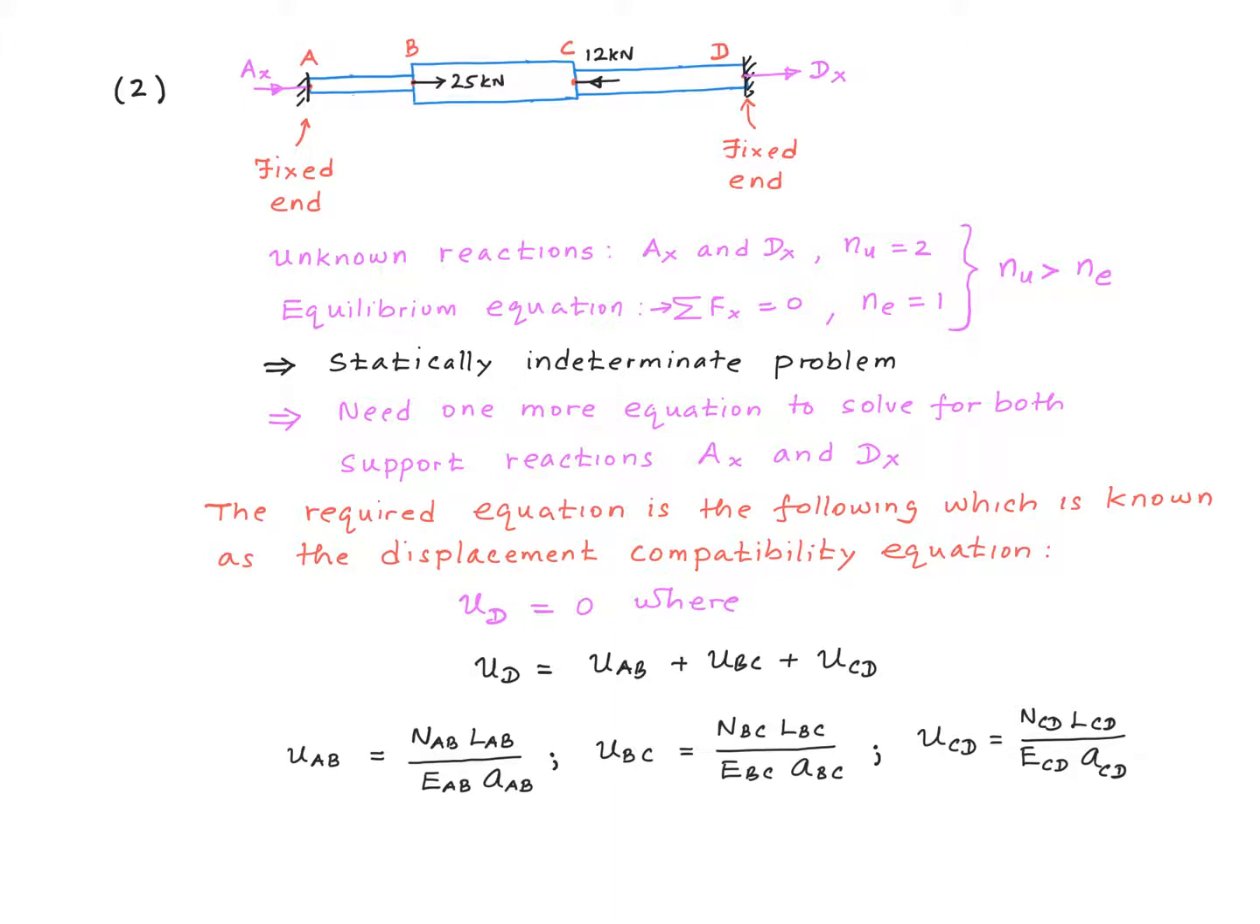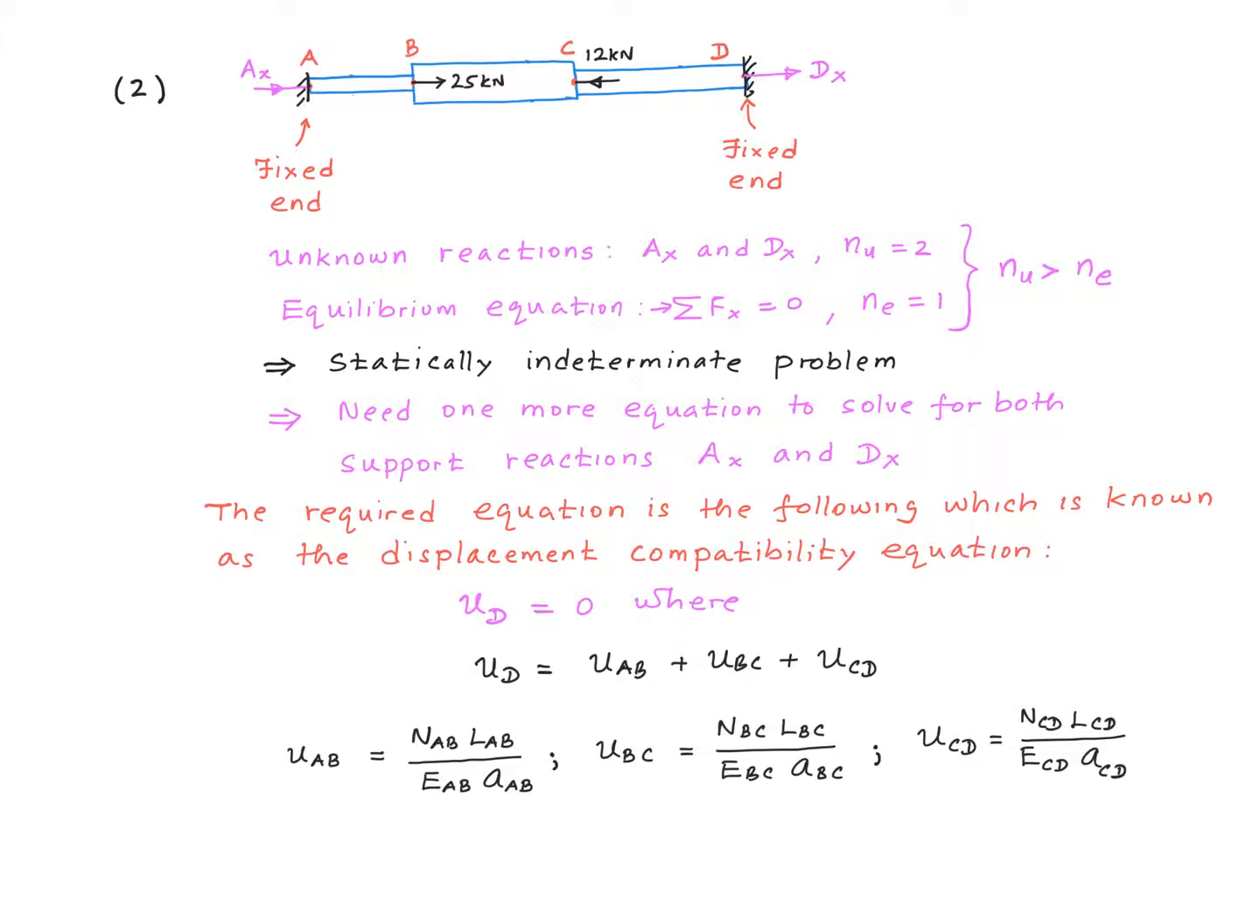And of course, we are not going to be able to find numerical values at this point because we have two unknowns, AX and DX, right? So these equations are going to have these unknowns in them. But we have two equations now, two unknowns, two equations. One equation comes from the equilibrium equation. The other is this compatibility equation. So we have two equations, therefore we can solve for them.